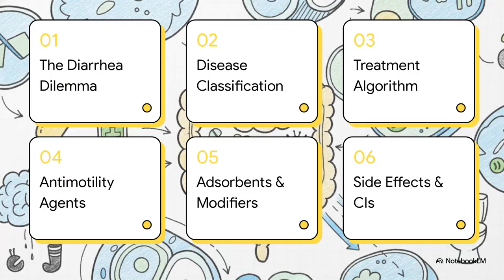All right, let's look at the Confused Neuron lesson plan on the board. We've got 6 parts today. 1. The diarrhea dilemma. 2. Disease classification and causes. 3. Treatment algorithm fundamentals. 4. Anti-motility agents. 5. Adsorbents and fluid modifiers. And 6. Side effects and contraindications.